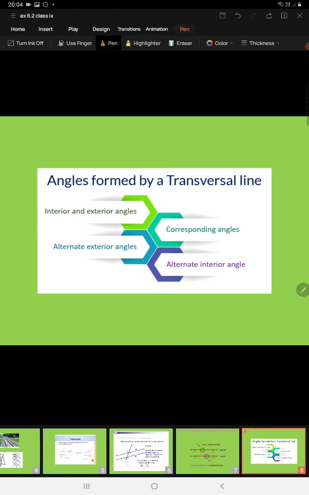The types of angles formed by the transversal can be categorized as corresponding angles, interior and exterior angles. Now interior and exterior angles can be alternate exterior angles, alternate interior angles, or we can say the interior angles on the same side of the transversal. These are also called co-interior angles.